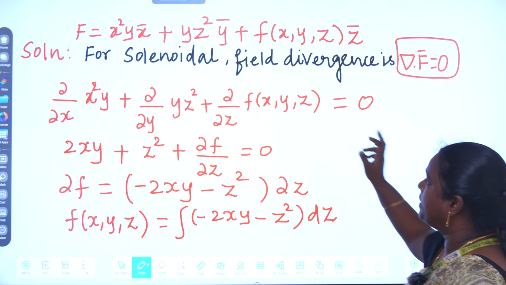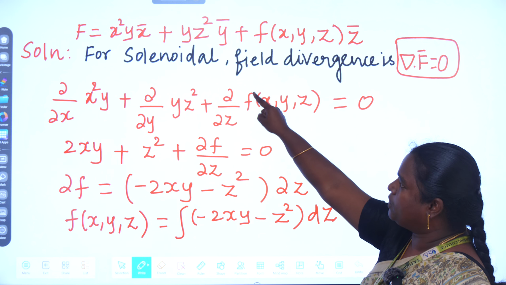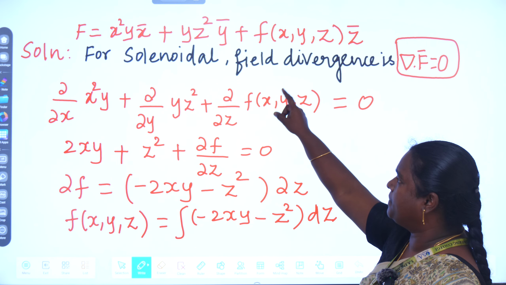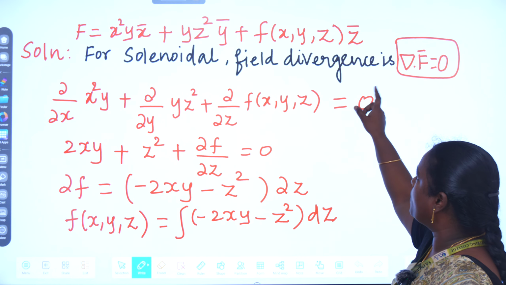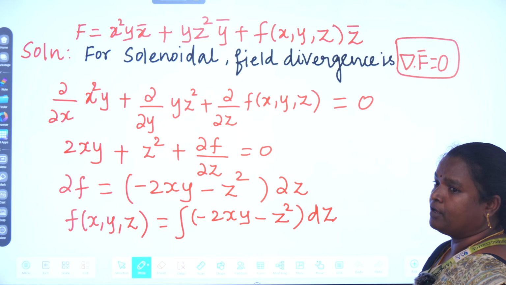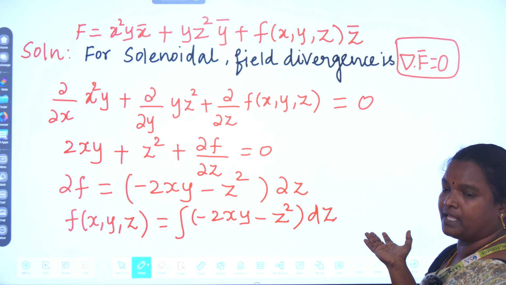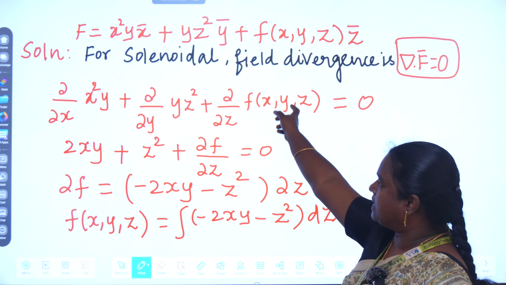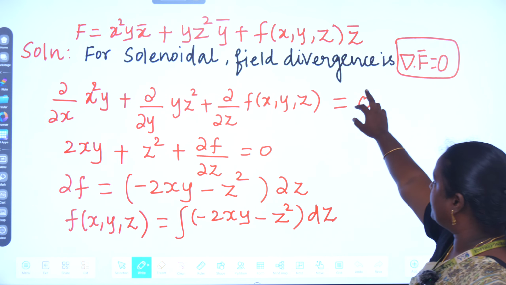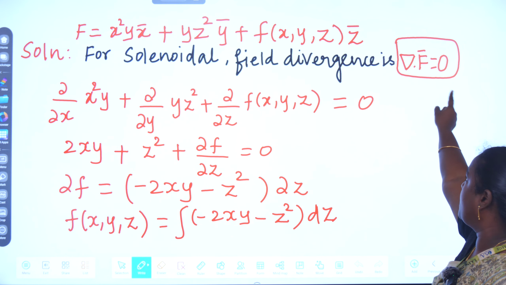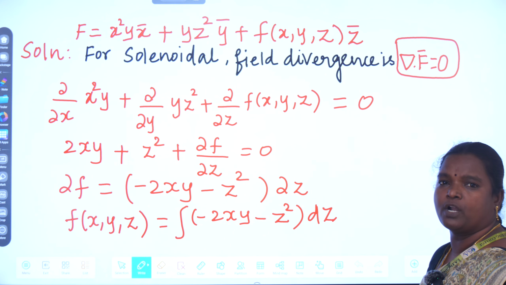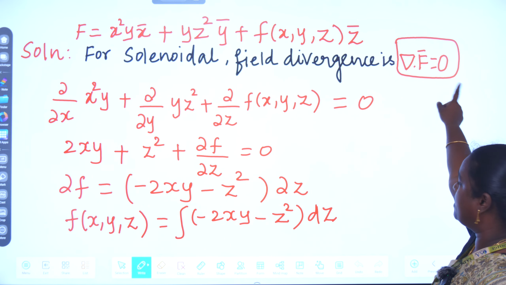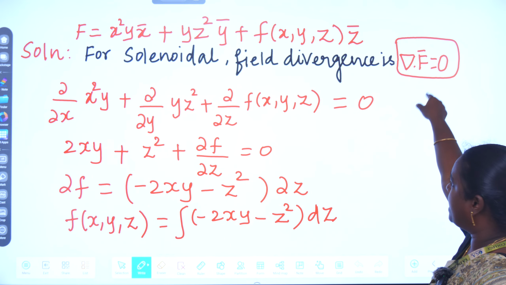So the given function is F equal to x square y x vector plus y z square into y vector plus function of x, y, z into z vector. Now we will see whether the given F vector is solenoidal or not. In order to check the condition for solenoidal, the divergence del dot F equals 0. Always the dot product is said to be divergence and the cross product is said to be curl. So del dot F vector equals 0. So how to write this del?